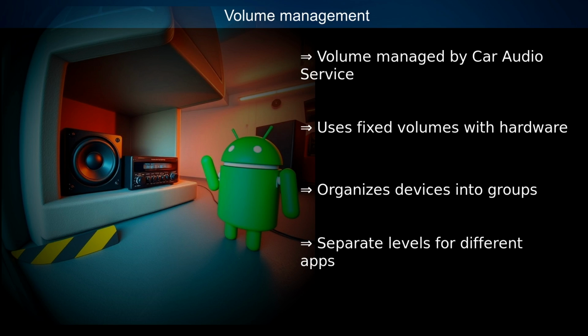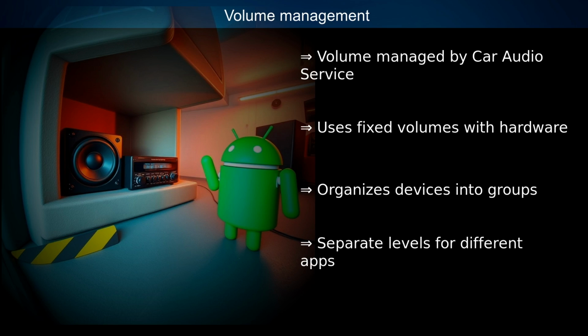Our audio service groups all the different speakers, like your door speakers, your tweeters, or your subwoofer, into different volume groups. Each volume group acts like its own little volume knob. So, when you adjust the volume using the car controls, Car Audio Service sends a signal to the hardware amplifier. The amplifier then adjusts the volume for all the speakers within that specific group. This way, you can have separate volume levels for different types of apps. It is like having multiple volume knobs, but only one that you actually use.